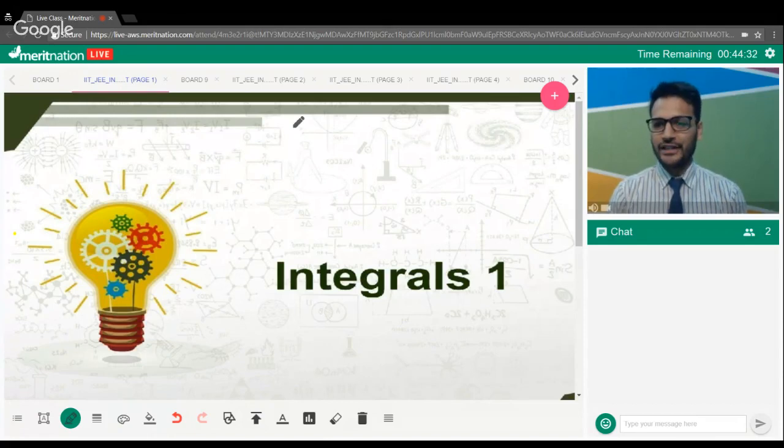So today we're going to be getting started with integrals. Primarily we have 4 sessions for integrals. Today we're going to be doing indefinite integrals. In the next 3 sessions we'll talk about definite integration.